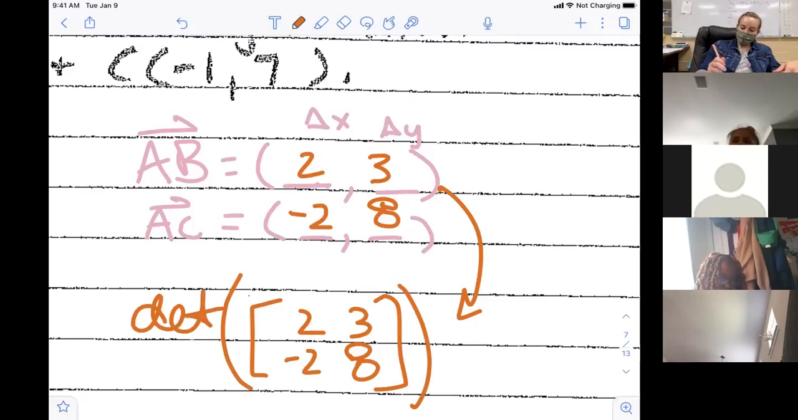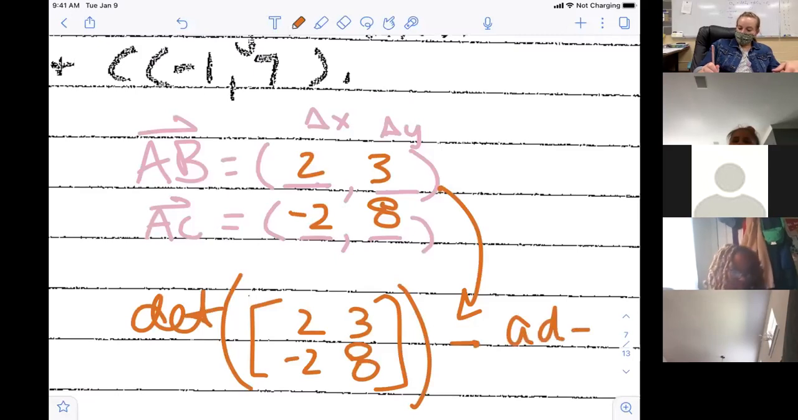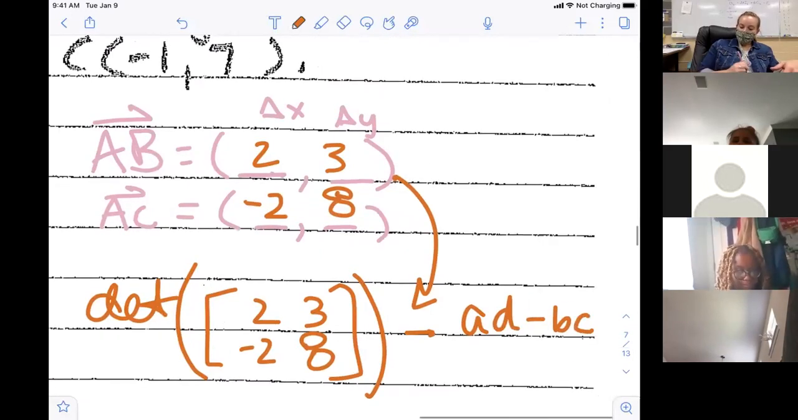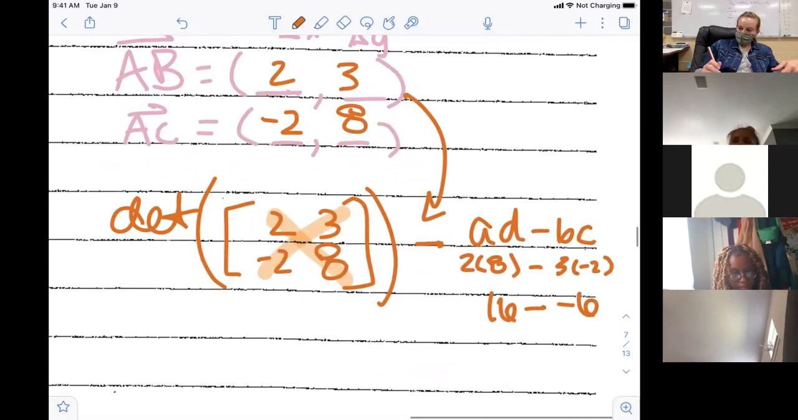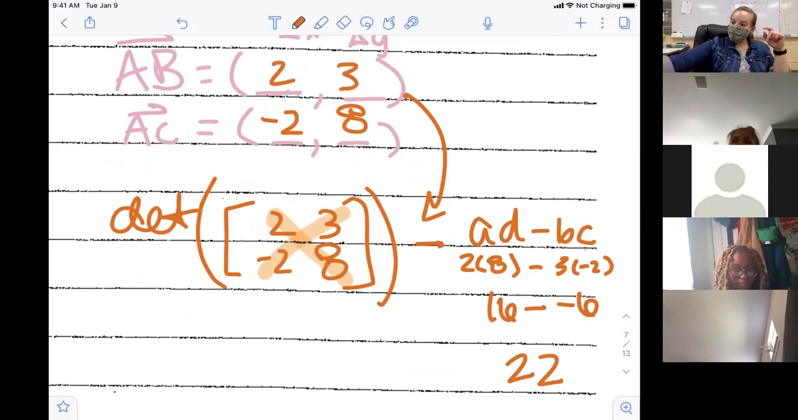Remember, determinant is A times D minus B times C. So I'm going to do 2 times 8 minus -2 times 3. So I get 16 minus -6. And that becomes 22. I'm not done yet, but I'm almost there.